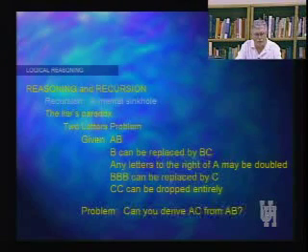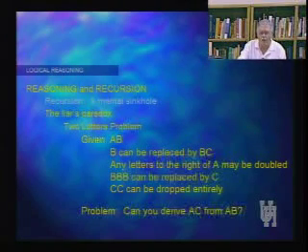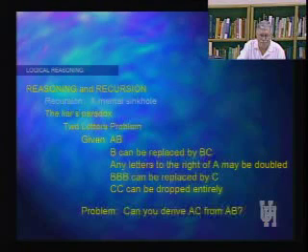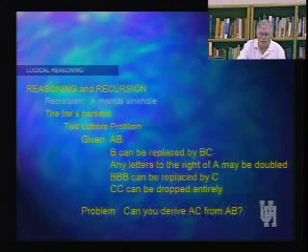Okay? So again, I've said any B can be replaced by BC. And in fact, BBB can be replaced by C. Any letters to the right of A can be doubled, and CC can be dropped entirely.